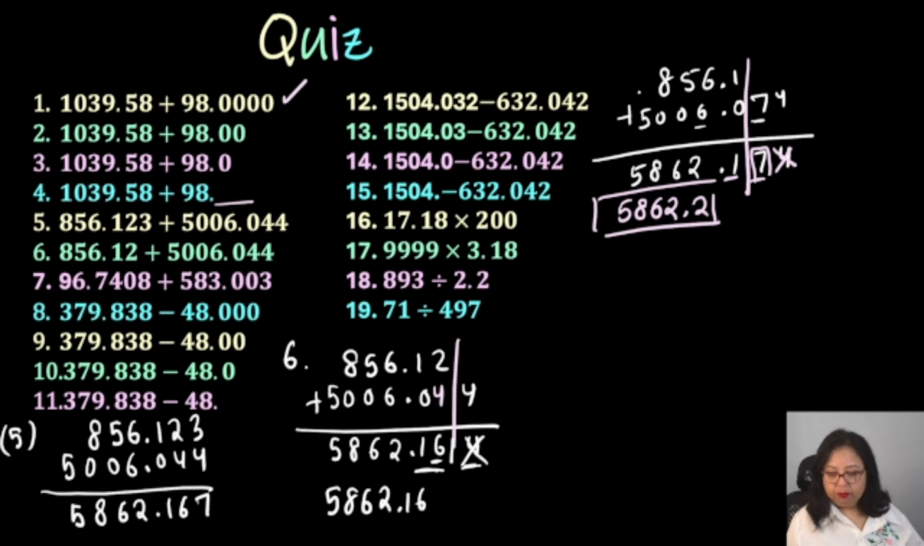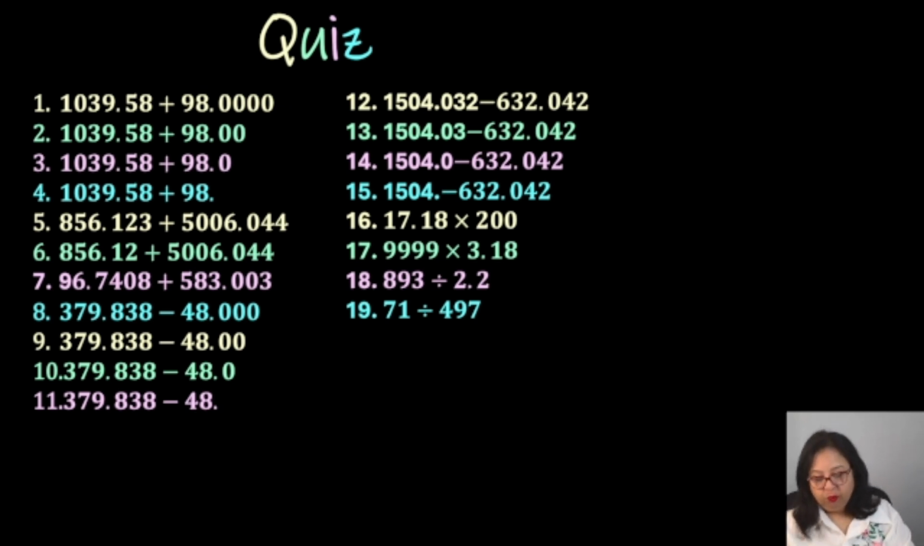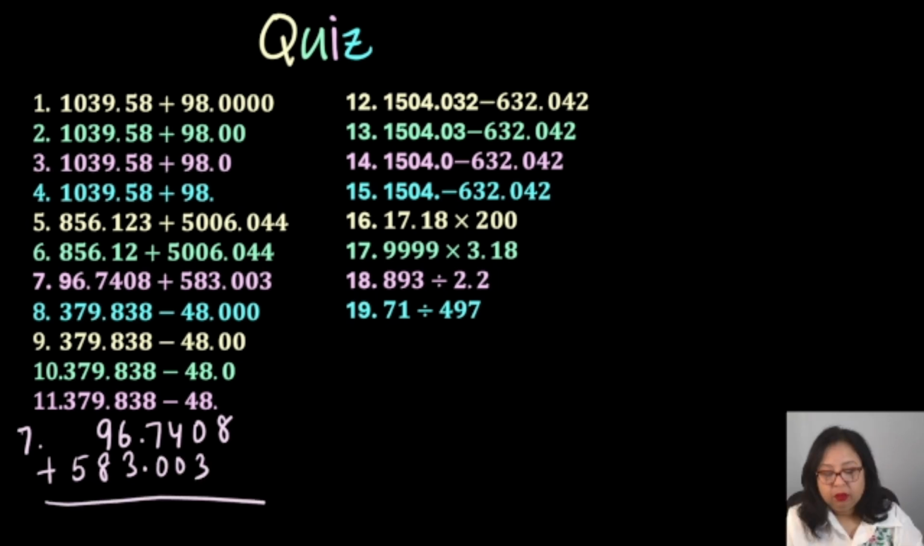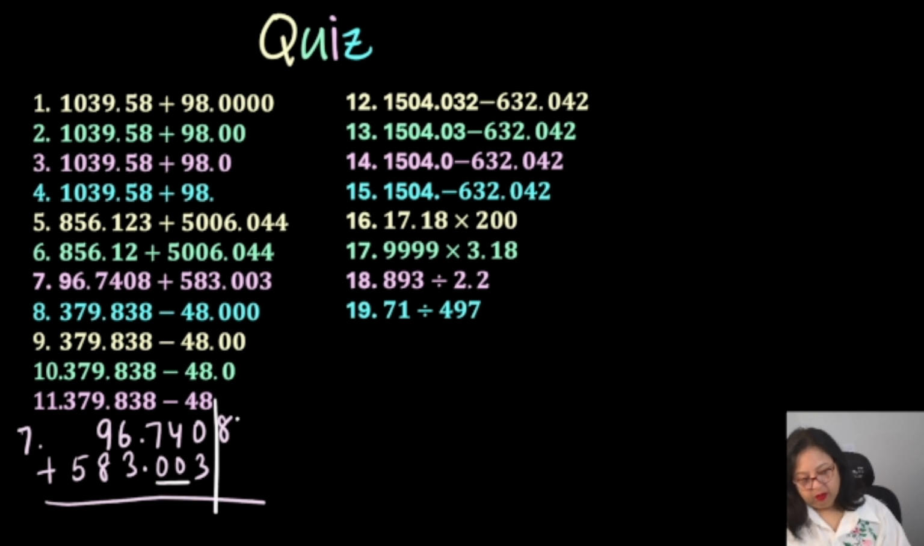We're done with problems 1 through 6. Moving on to number 7. 7 is 96.7408 plus 583.003. So the final answer. How many decimal places would you round it off to? 3. Because the second number that is being added is to 3 decimal places. And the first one is to 4 decimal places. Therefore, the final answer must round off to 3 decimal places.